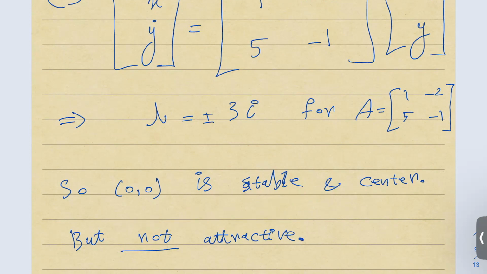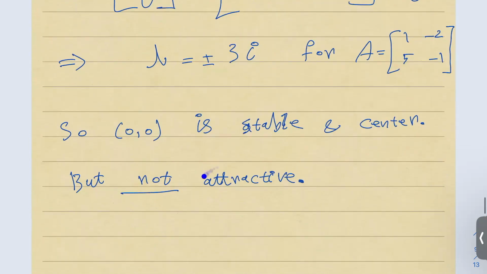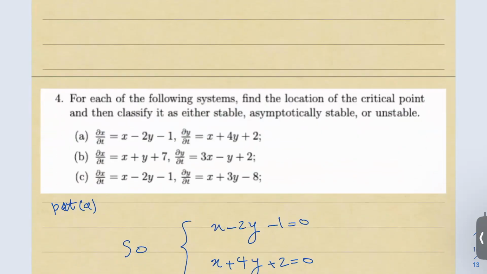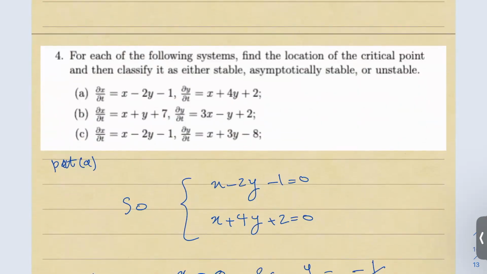Anyway, the most important part is stable and unstable. The rest is maybe optional. And for stable, we should also see whether it's attractive or not. When the real part is 0, we have stable, okay? It is a center, but it's not attractive. To get attractiveness, the real part should be negative. Question 4 and the last question.